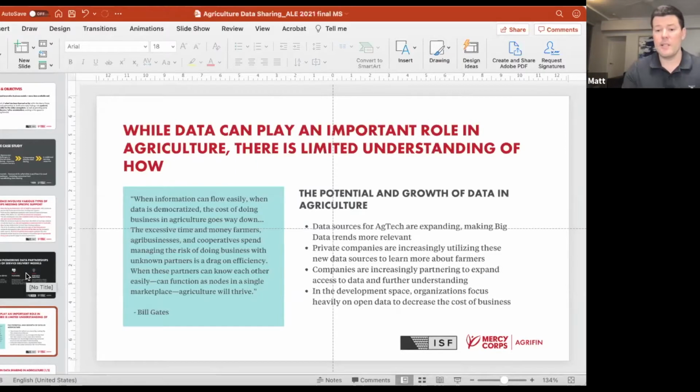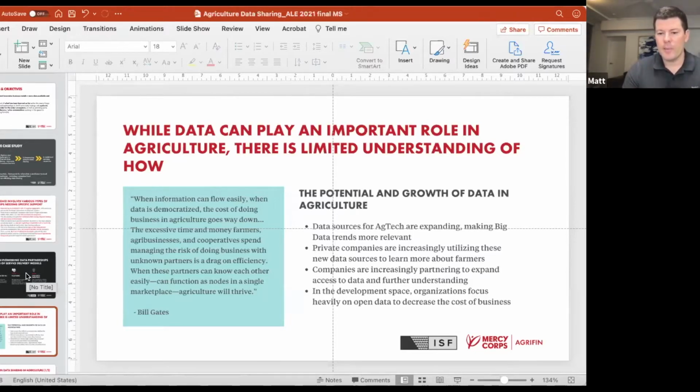As we started to dig into these use cases, and dig into the context more of what was going on around data in ag, there's this unbelievable increase in the amount of data that's being generated through ag tech. And that's making some of these big data trends more relevant. Lots of the big private companies that are operating in the agricultural sector are increasingly looking to use that data to learn more about their farmers, but also to create more insight about how to serve them.